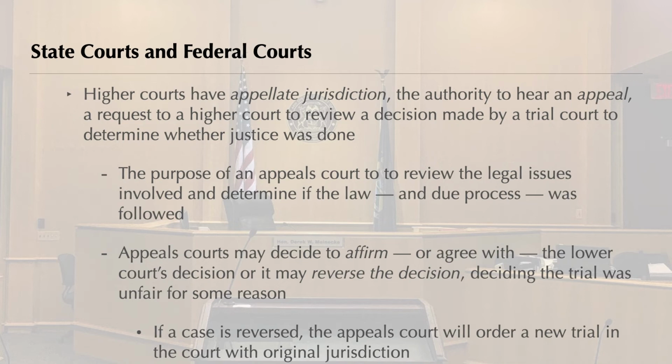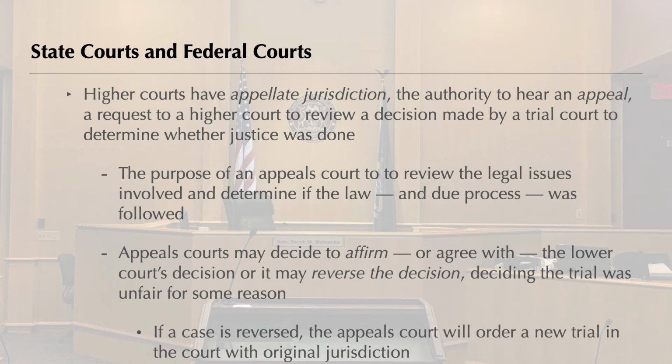An appeals court does not hold a trial, nor does it determine the facts of a case. Its purpose is to review the legal issues involved and to determine if the law was applied fairly and if due process of law was followed. An appeals court may decide to affirm, or let stand, the lower court's decision. However, if it decides that the trial was unfair for some reason, it may reverse the lower court's decision. When that happens, the appeals court may order another trial, which is held in the court of original jurisdiction.